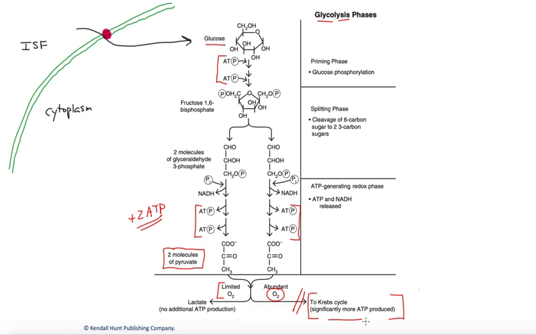So whenever cells that have very high metabolic rates, like muscle cells, skeletal muscle cells, need ATP very quickly, they tend to rely on glycolysis more so than the aerobic pathways because glycolysis can generate ATP more quickly, even with that lousy efficiency.